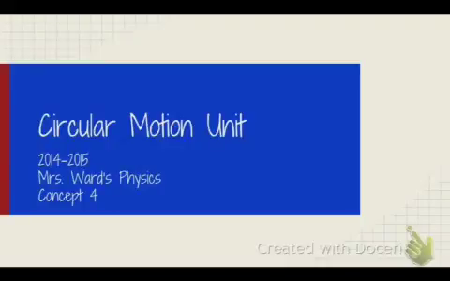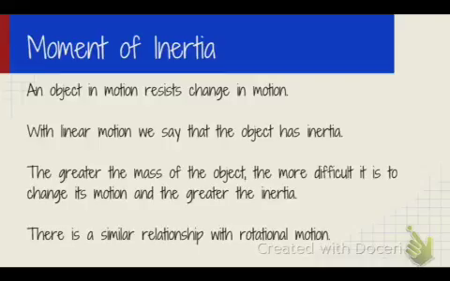Tonight your notes are going to be on Circular Motion Unit Concept 4, discussing inertia. An object in motion resists change in motion. It comes from Newton's law, where we say an object in motion remains in motion unless acted upon by an outside force. With linear motion, we say that object has inertia. We've talked about inertia several times when dealing with linear motion.